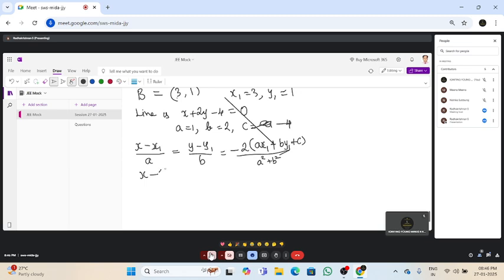x minus x1 divided by a equal to y minus y1 divided by b equal to minus 2 into a x1 plus b y1 plus c, divided by a square plus b square.